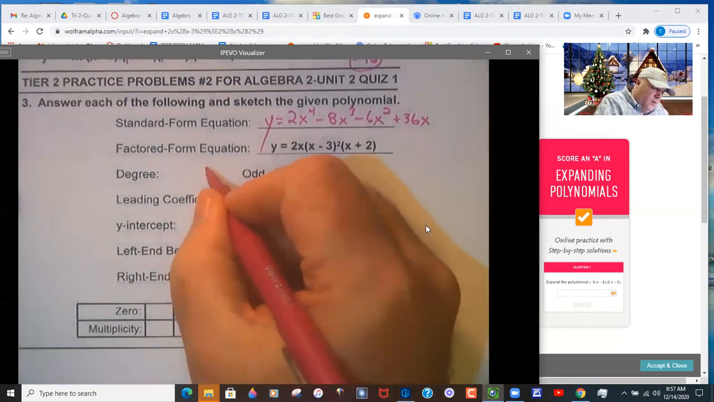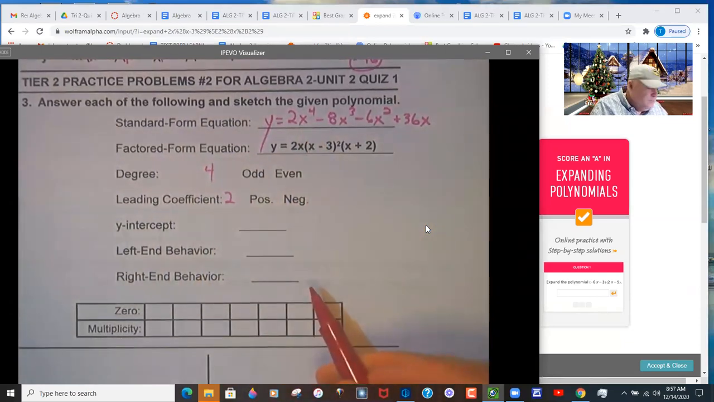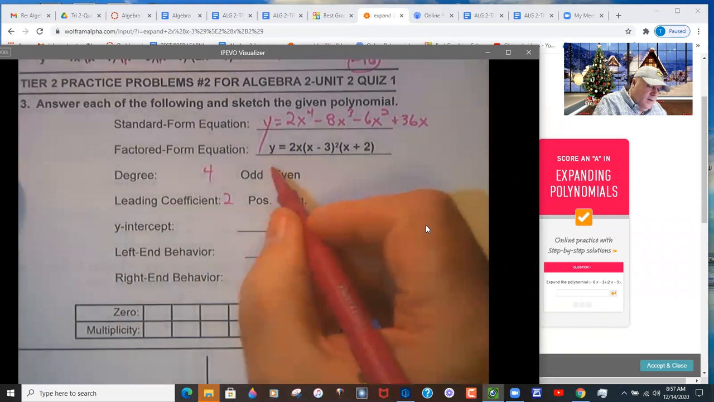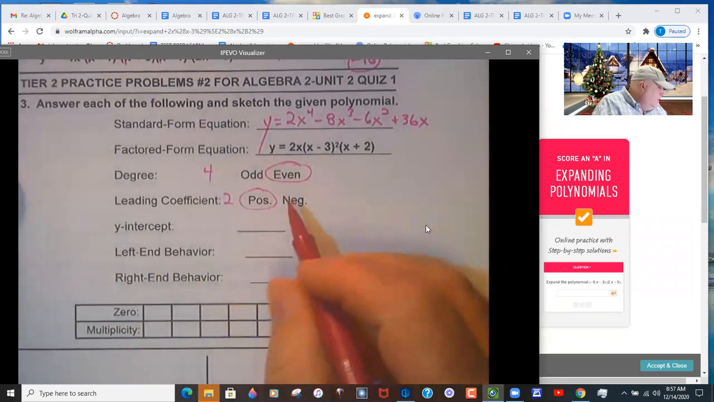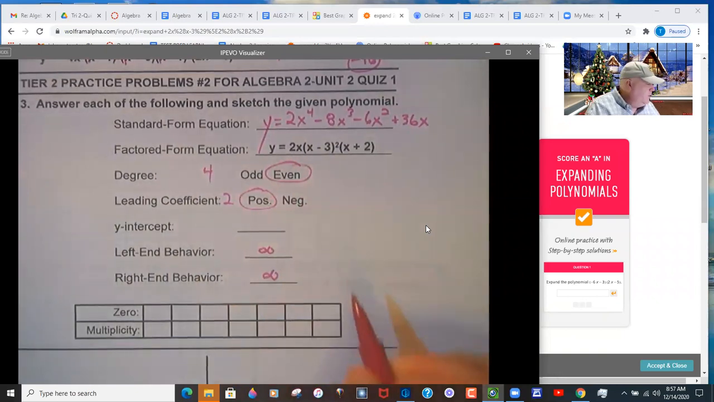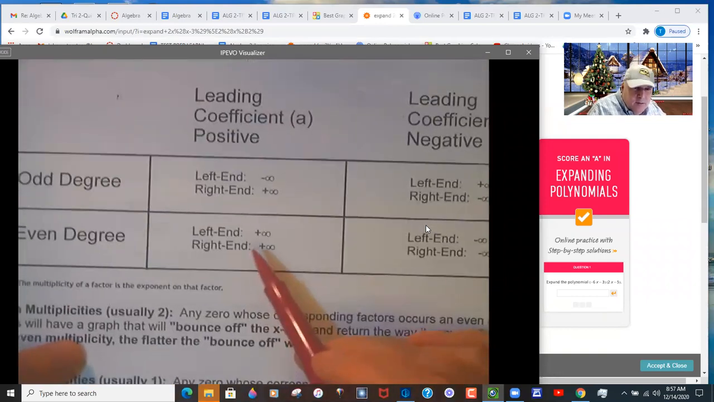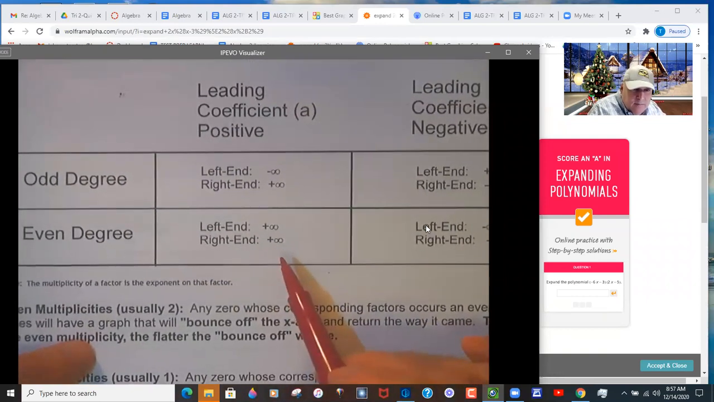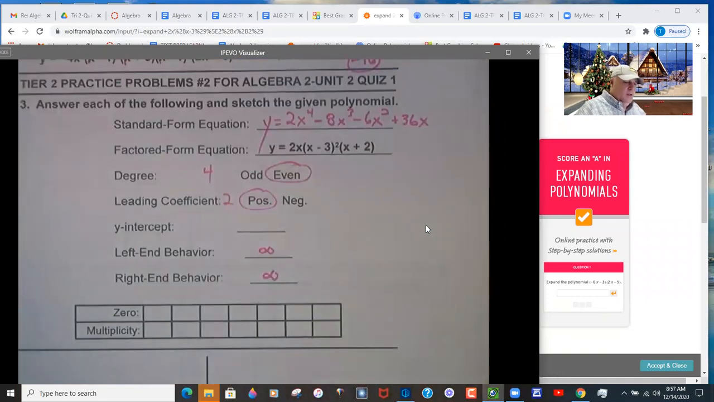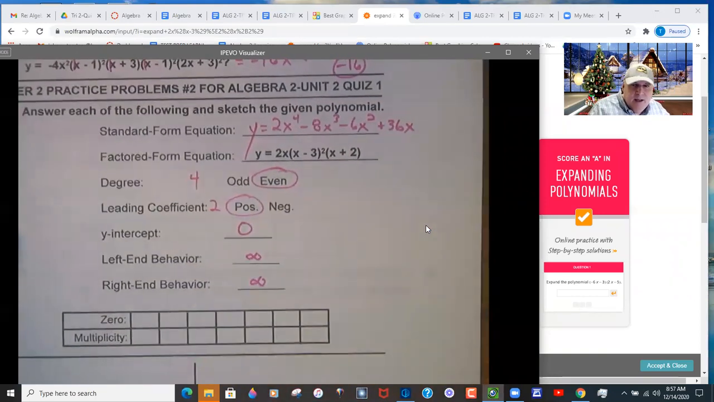So the degree is 4 and the leading coefficient is 2. You look at the leading term. So what we have is an even positive, meaning that both of these are infinities, which you're getting from this guy here. Even positive takes us right there. Okay, so this is legal to refer to on your quiz. And then the y-intercept is 0 because that's the number added on the end over there.